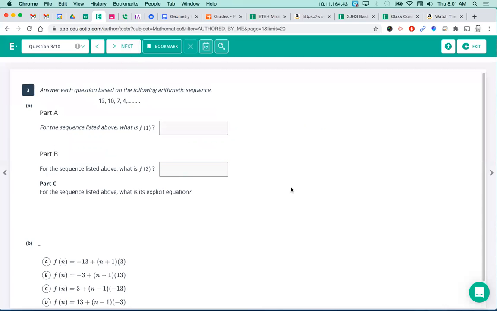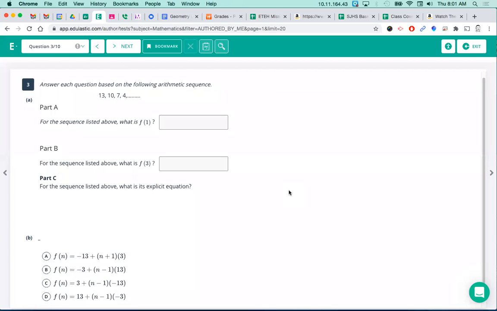Number 3. Answer each question based on the following arithmetic sequence. So we have 13, 10, 7, and 4. Well, I know it's arithmetic, so the first thing I'm going to do is look and see what I'm adding or subtracting each time from one term to the next. And it looks like I am going to be subtracting 3. So when I go from 13 to 10, each time I'm going to be subtracting 3.